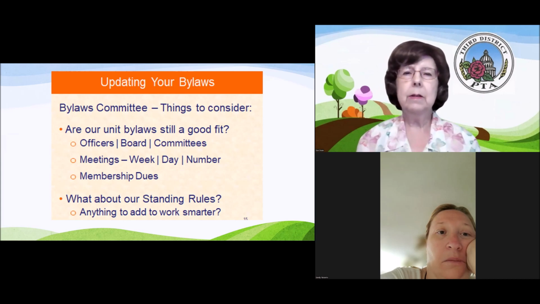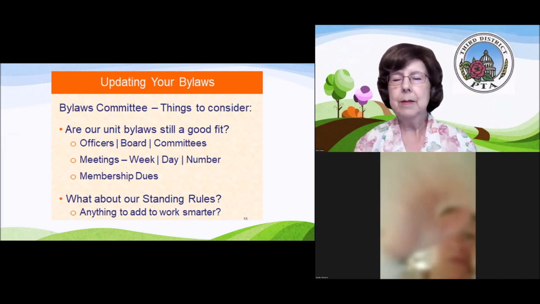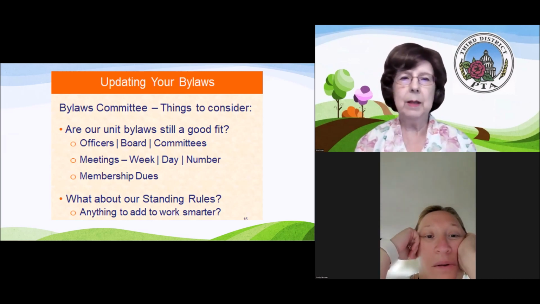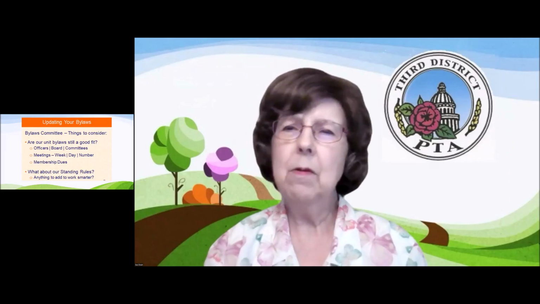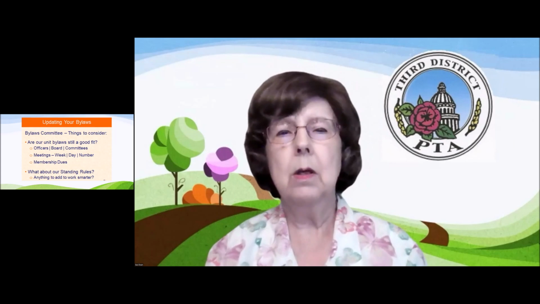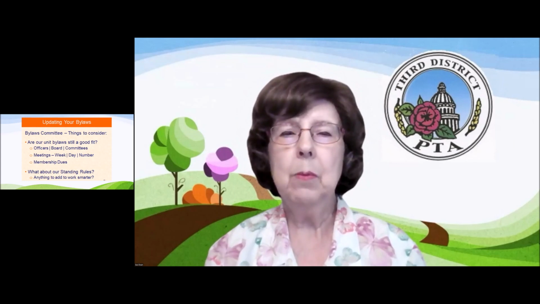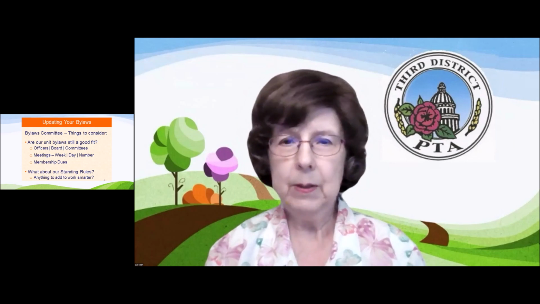If you have a parliamentarian, the parliamentarian chairs the bylaws committee. Otherwise, an officer that's appointed to that bylaws committee will be selected to chair that committee. And the bylaws committee is going to ask, are all our unit bylaws still a good fit? Do we have the right number of officers, or do we need more to get the job done? Are there too few of us trying to do everything? What about the board? Do we have too many board members? Particularly, do we have too many vice presidents and maybe we need to reduce it? Or maybe we need an additional vice president to help with the workload?